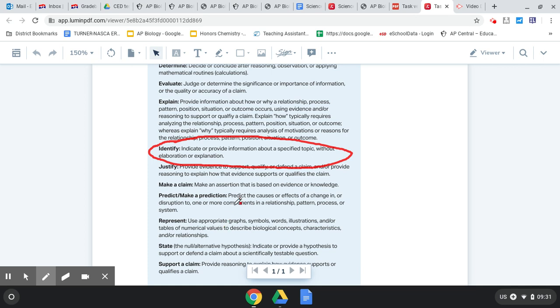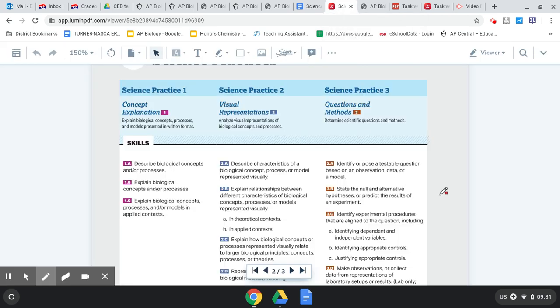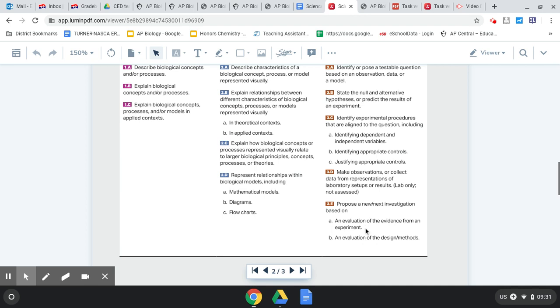Okay, and that's a little bit different from explain, which is a little bit more of giving information about why that happens. Whereas determine up here sort of means something that you're going to figure out from a calculation. So let's go back and look at that science practice. Okay, so we're looking at posing a question, stating null hypotheses, and proposing what the next investigation should be.